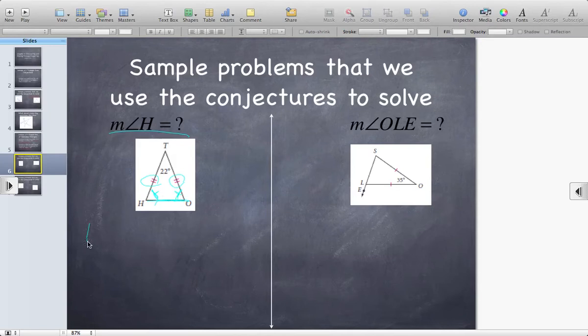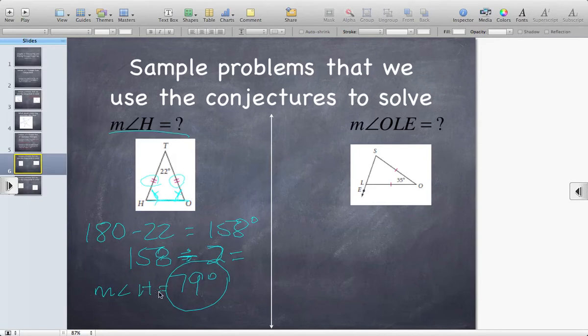So using the triangle sum theorem, I can subtract 22 degrees from 180, and that will give me 158. Then divide that by 2, because I have two angles to share that, and since those two angles are congruent, not to get hasty there, 158 divided by 2 is 79. And then you have the A, so 79 degrees for each angle. So that means the measure of angle H is equal to 79 degrees.